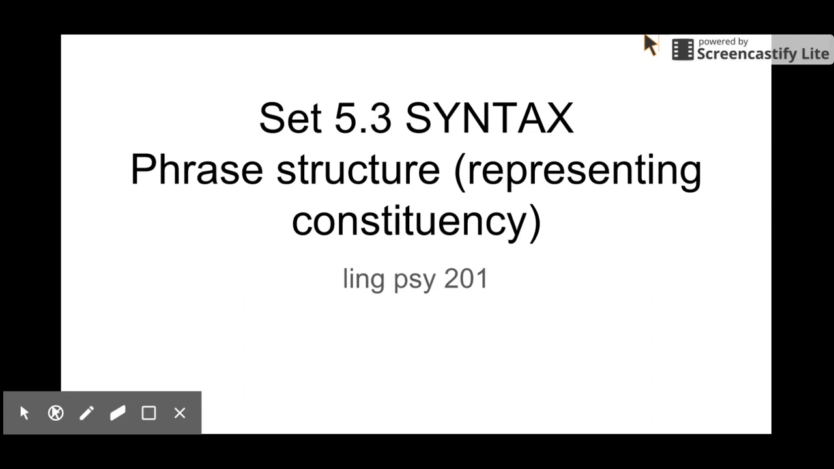Today we are going to talk about the final set of syntax. Today we are going to talk about phrase structure and constituency, the structure inside a sentence and a phrase.